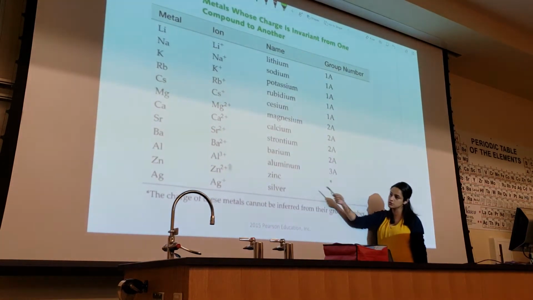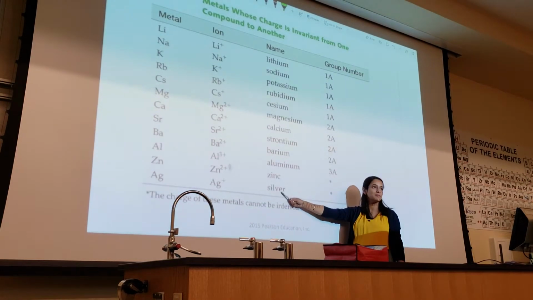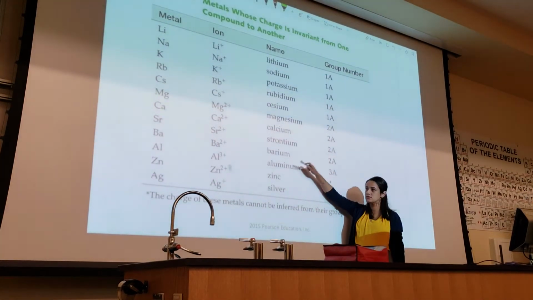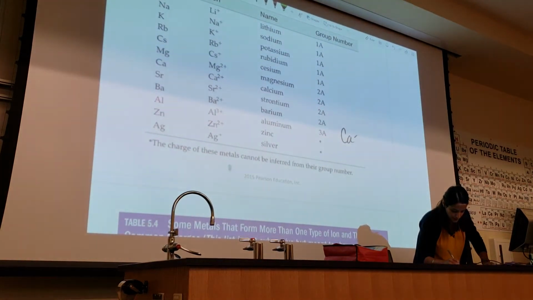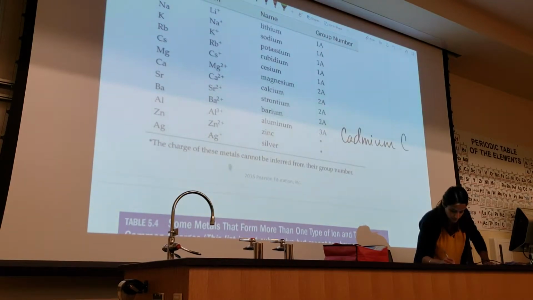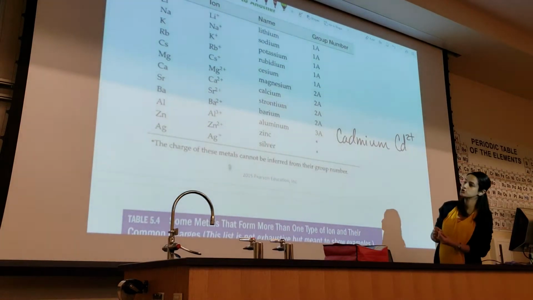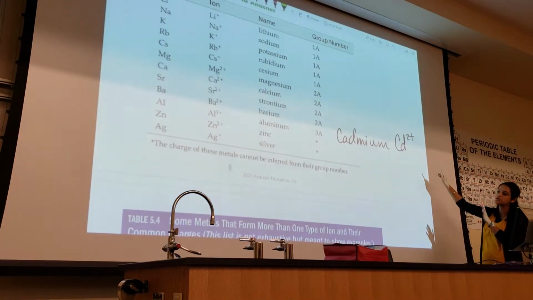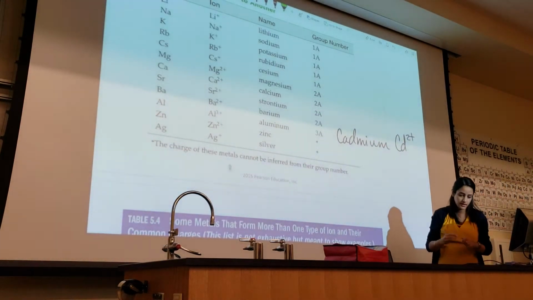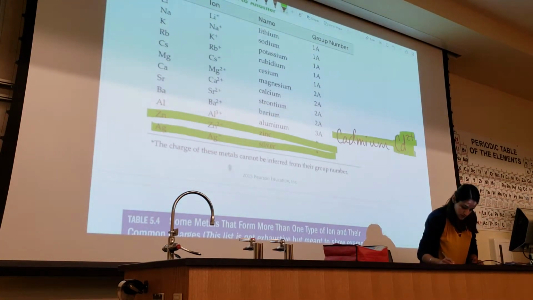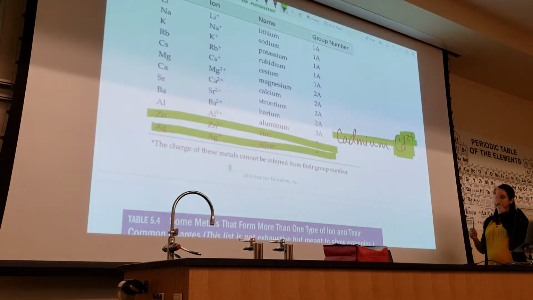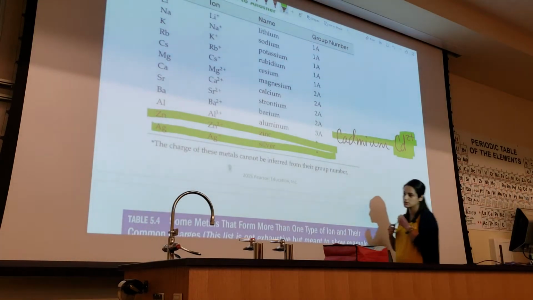You do have 2 transition metals that behave like the main group elements. That's zinc and silver. And there's also cadmium. This likes to be a +2. So these 3 you have to know. There's no way around these 3. You have to know what they always form. Zinc always likes to be a +2, silver always +1, and then cadmium always +2.